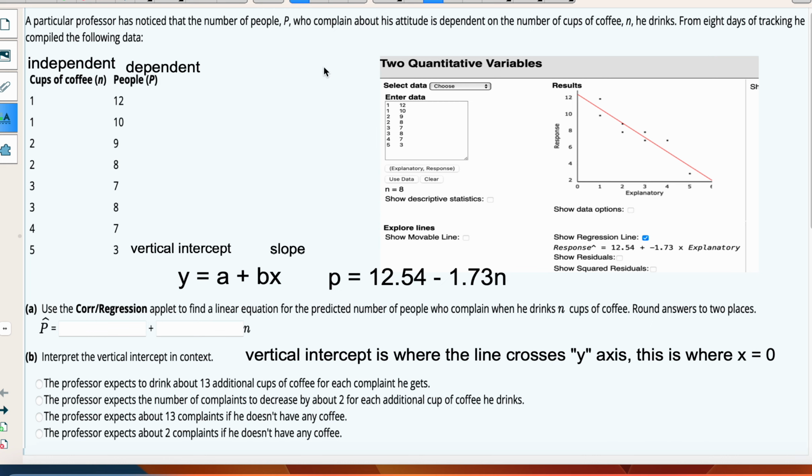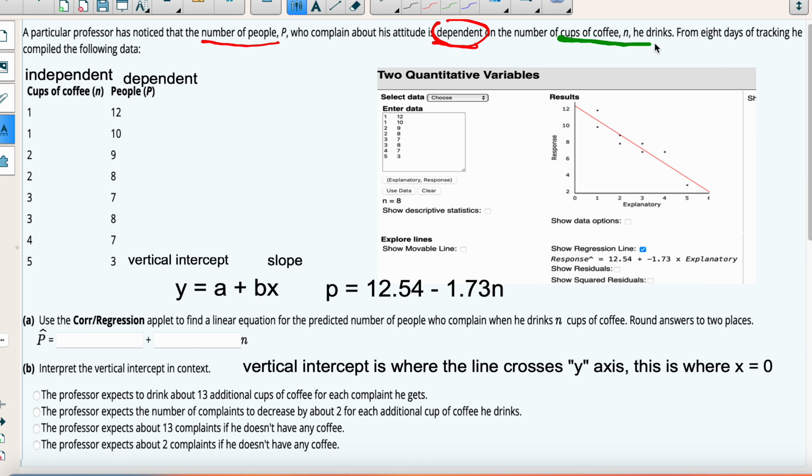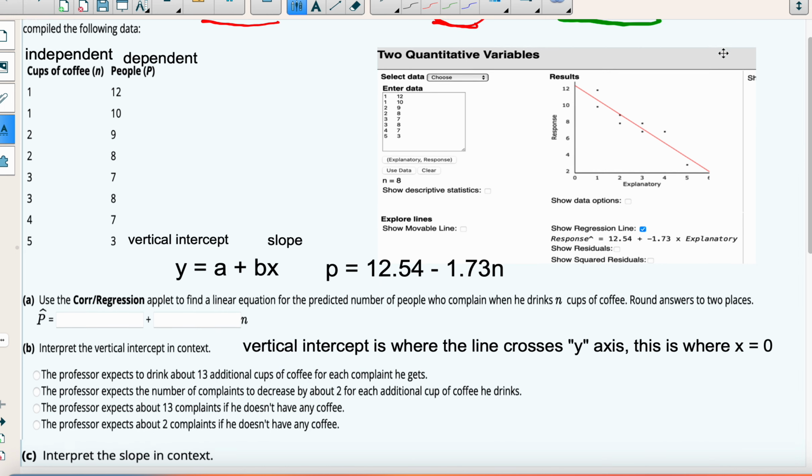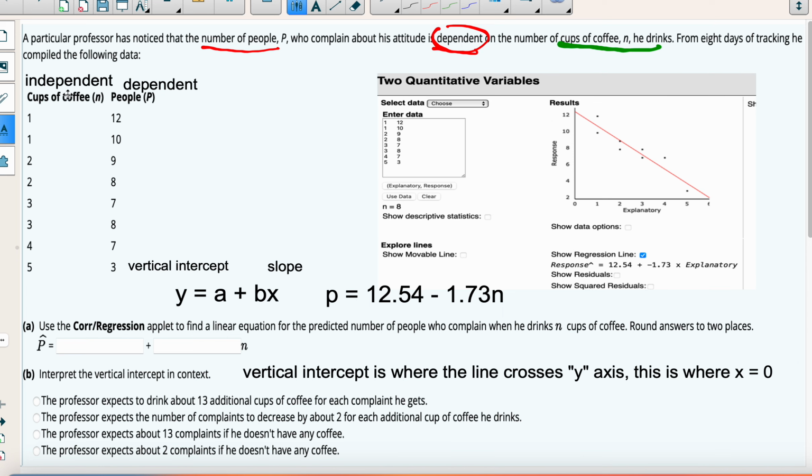All right, I'm going to try to do this quick example of section 5.2, the coffee problem. A particular professor has noticed that the number of people P who complain about his attitude is dependent on the number of cups of coffee N that he drinks. Then over 8 days they tracked how much coffee he drank and how many people complained. So 8 days: 1, 2, 3, 4, 5, 6, 7, 8 days right there.